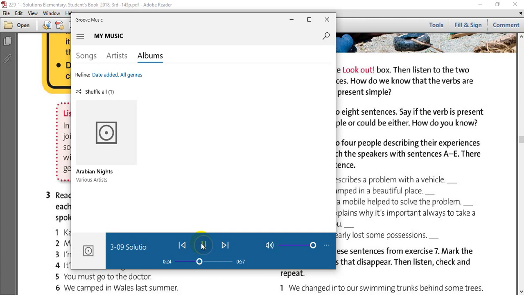4. Fred stopped doing karate last year. Here, last year. Past simple. The time reference is last year. Last indicates past simple.